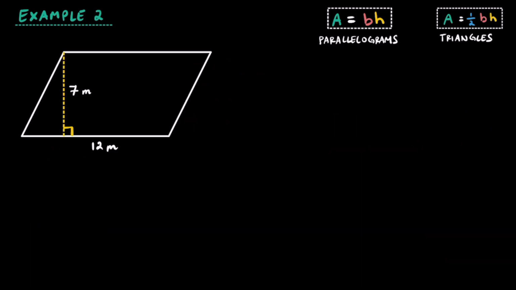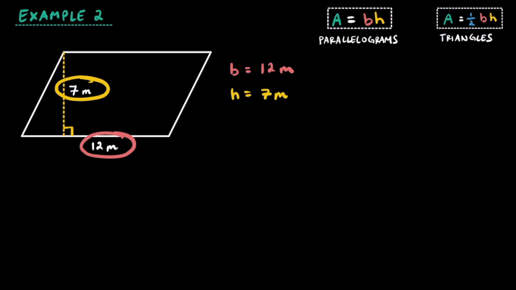Let's try another one here. Looking at this 12 meters along the bottom, we know that the base, or little b, is equal to 12 meters. Now, as for this 7 meters, this 7 is going to represent the height, so we can say that the parallelogram here is going to be 7 meters tall. Based on this information, we're going to look for the area of this parallelogram.